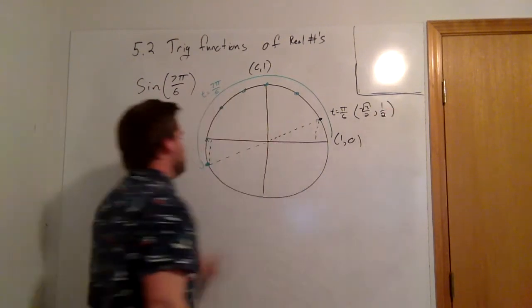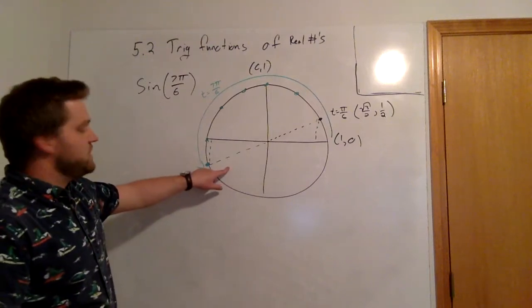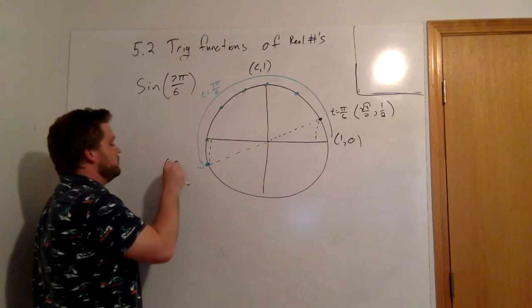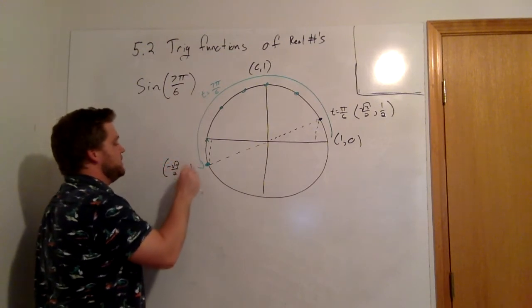Okay, so now since we're in the third quadrant, what happens is the x and y coordinates are now going to be both negative. So here we'll have a negative root 3 over 2 and a negative 1/2.